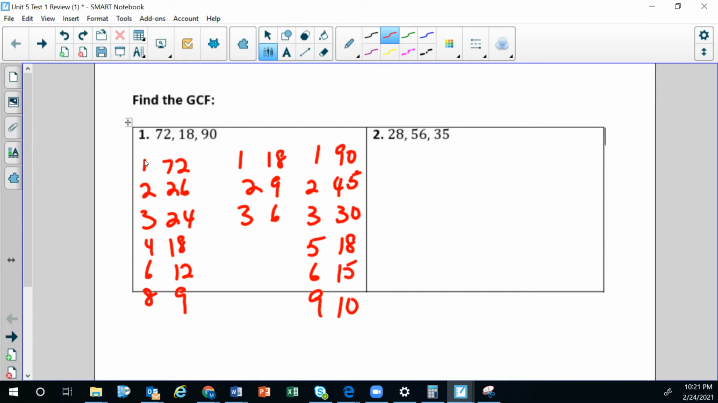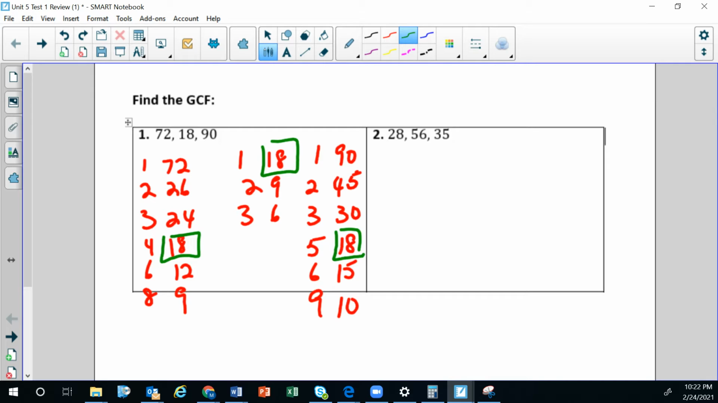Now look carefully and see which factor is the highest number in all three columns. The highest number that appears in all three factor lists, for 18, 72, and 90, is going to be 18. 18 is the highest here, 18 is the highest here, and 18 is the highest here. So just make sure you check thoroughly.